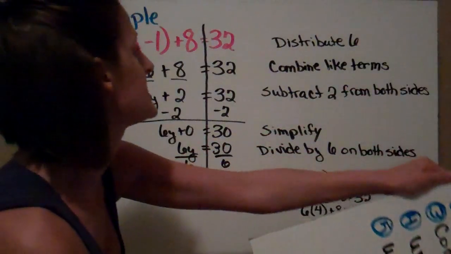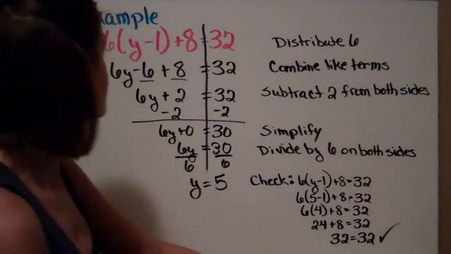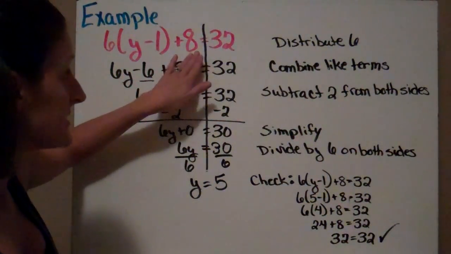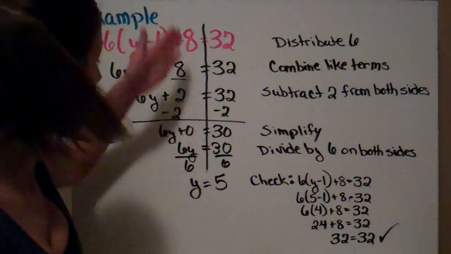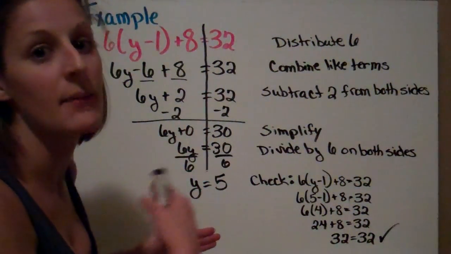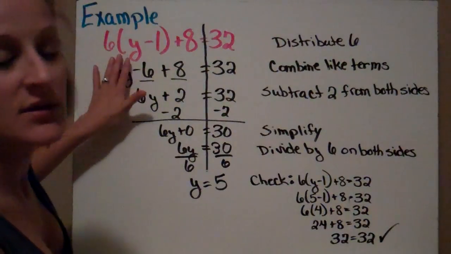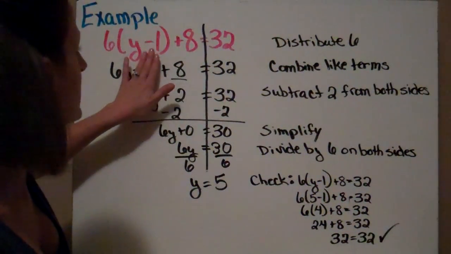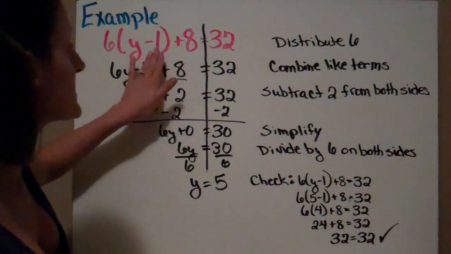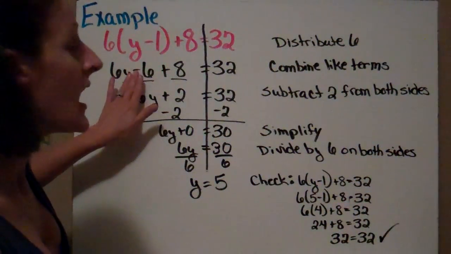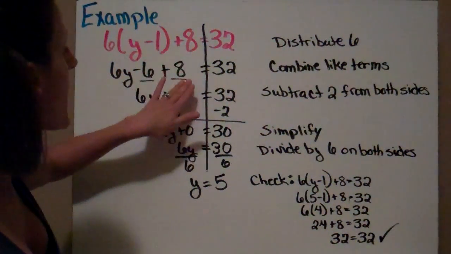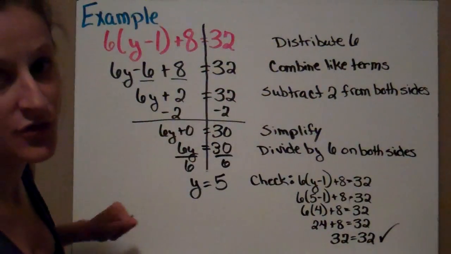So let's put some of these steps to use. Here's our first example. We have 6 times the quantity of y minus 1, plus 8, equals 32. Now remember, draw your line down so you remember what I do to one side of the equal sign, I must do to the other side. First thing we need to do is take the 6 and distribute it to inside the parentheses. 6 times y is 6y, and 6 times 1 is 6. And remember, since this is subtraction, we bring that down: minus 6. We still have our plus 8, and it's still equal to 32.